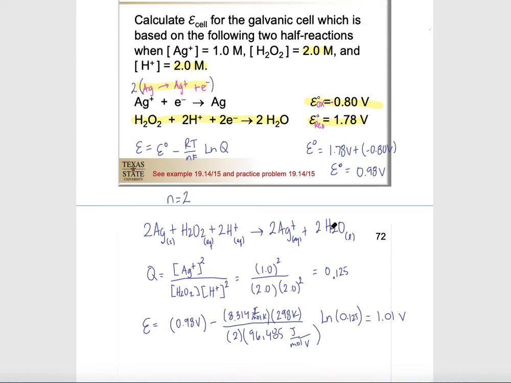And from there, we used the phase symbols to determine which of these substances actually needed to be part of the equilibrium and therefore part of the reaction quotient. The last thing that we did was to plug all the values into our cell potential equation, into the Nernst equation to find the potential. That's that.